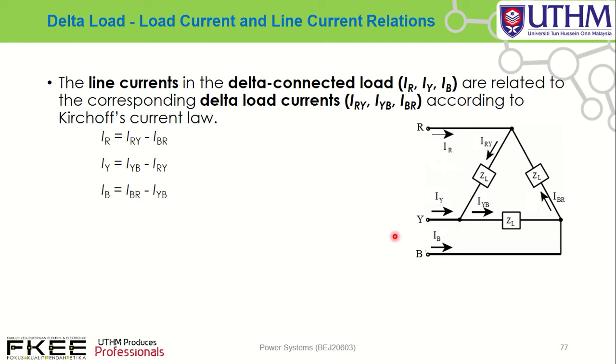Then you can determine IB. What is IB? IB equals IBR minus IYB. This is the line current.